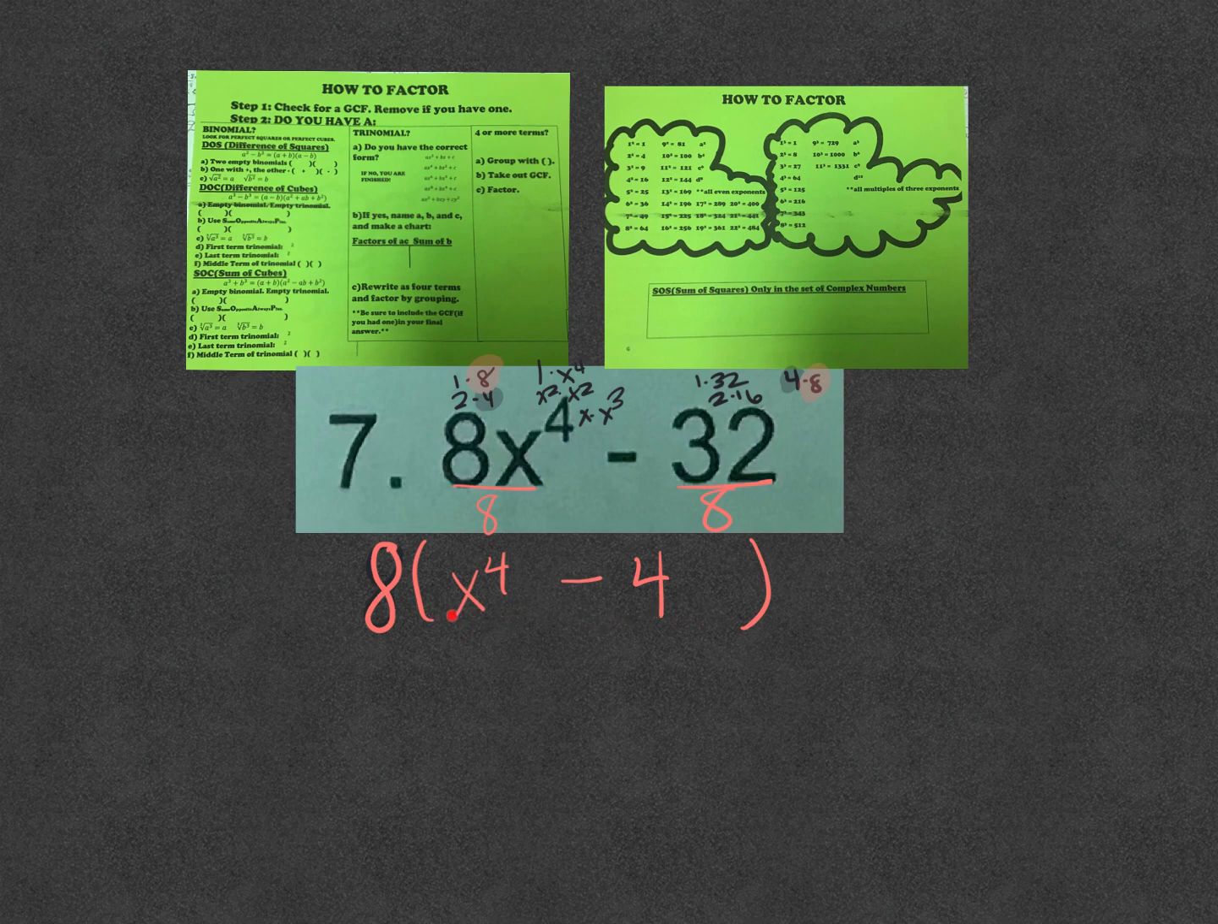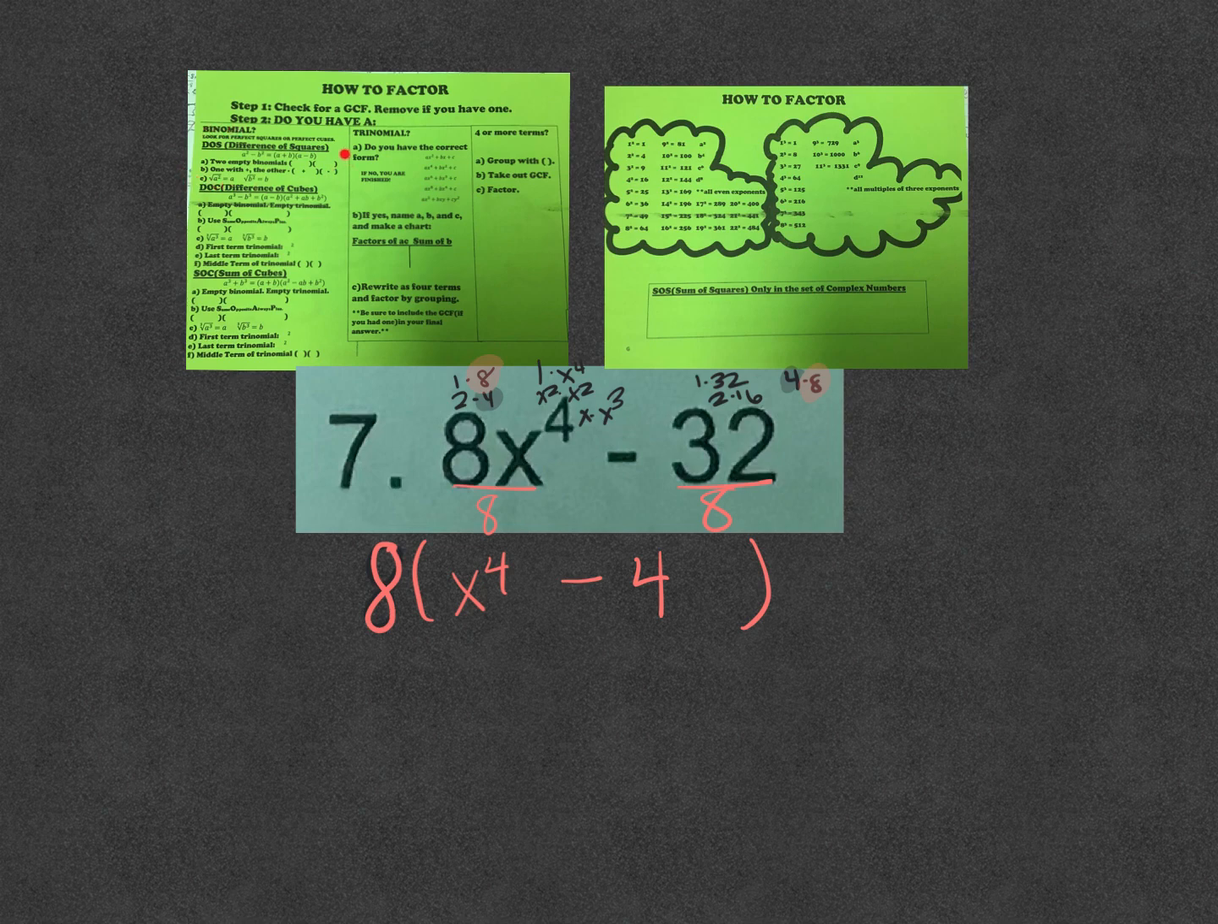Is this a binomial, a trinomial, or 4 or more terms? We're looking at step 2. Is it a binomial, a trinomial, or 4 or more terms? This is a binomial. And then when you're looking at a binomial, you're looking for difference of squares, difference of cubes, sum of cubes, or none of those. So looking at this variable and this variable, flip your paper over. I believe the squares are here on the left. Is this in the list of squares? Yes. Is this in the list of squares? Yes. Is this subtraction? Yes. So I have a difference of squares.